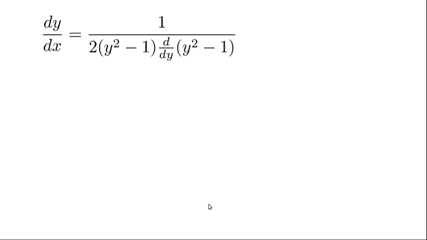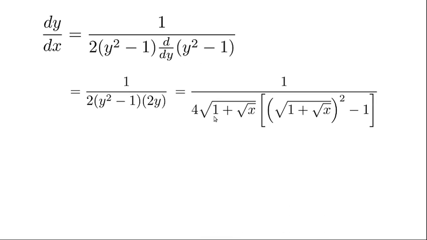Therefore, we get 1 upon 2 times y square minus 1 into the derivative of y square minus 1. And the derivative of y square minus 1 is 2y. So it becomes 1 upon 2 times y square minus 1 into 2y. Now let us replace the value of y.